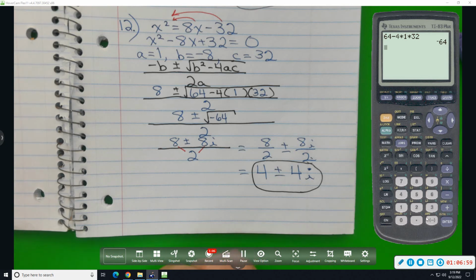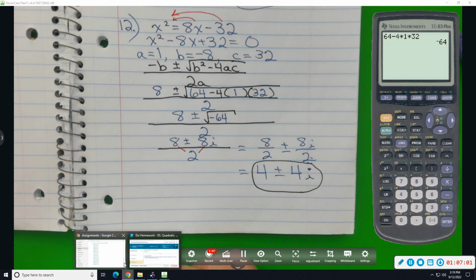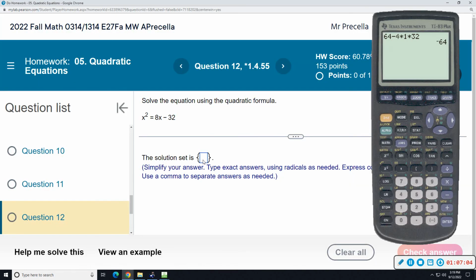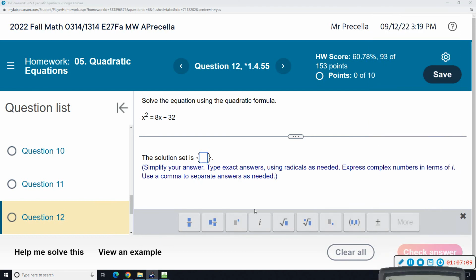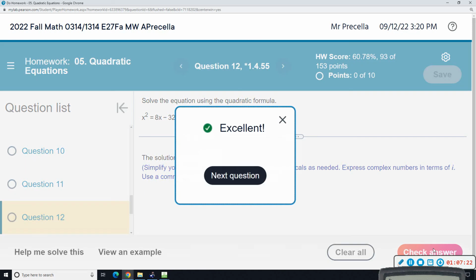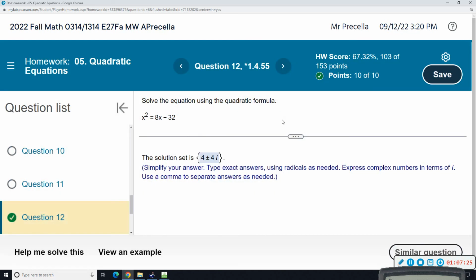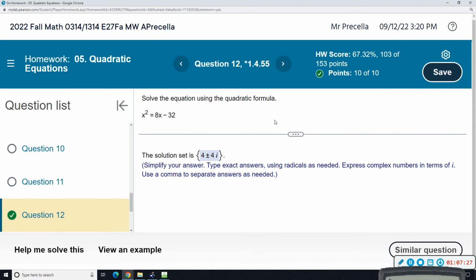Oh, okay. So, let me punch that in. 4 plus or minus 4i. Let me move this calculator out of the way. 4 plus or minus 4i. Check it. Any questions? We always want that x squared term to be positive. That's why we did not move the x squared over to the right, because then it would have been a negative x squared.